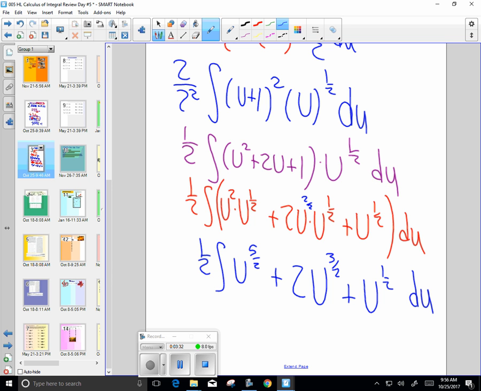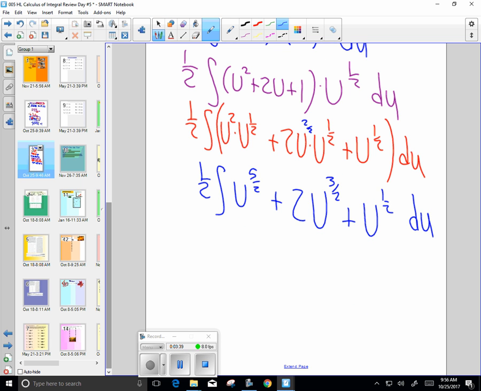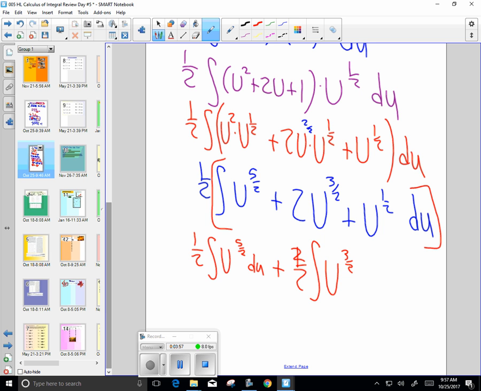And if you want to, it's not a bad idea, I'm going to show you this extra step just so it's as clear as can be. This is multiplied through, right? So this is 1/2 u to the 5 halves du plus 1/2 times 2 u to the 3 halves du plus 1/2 u to the 1/2 du.